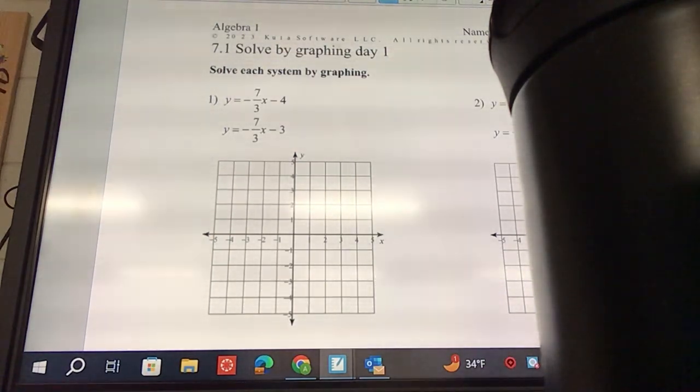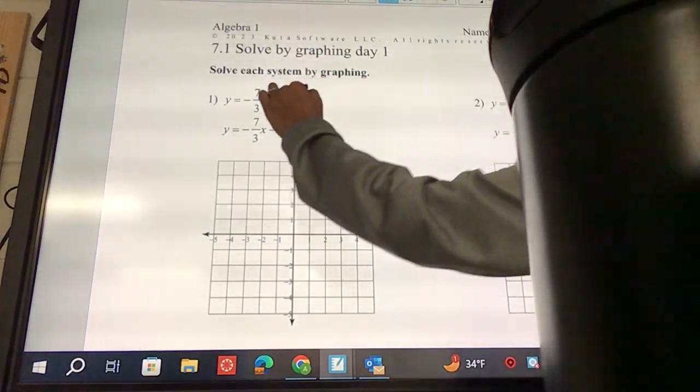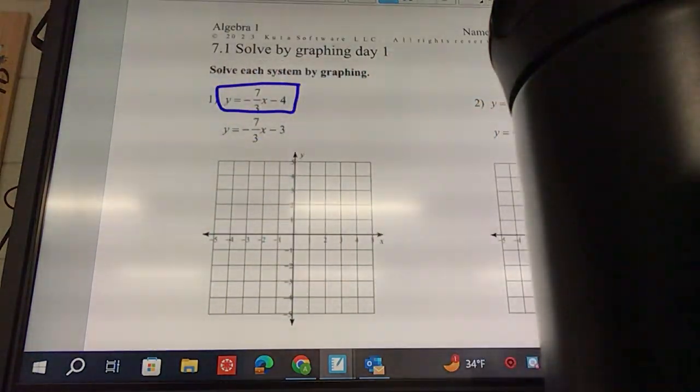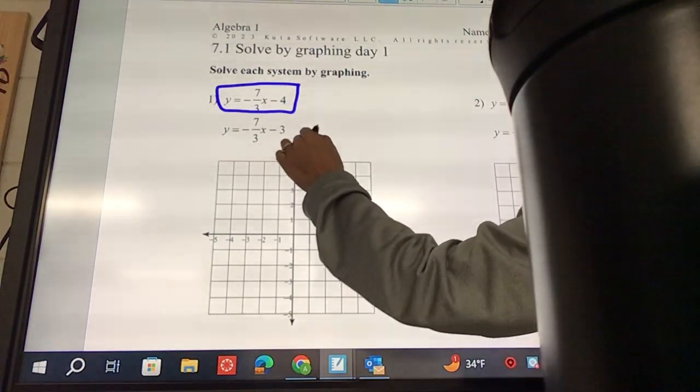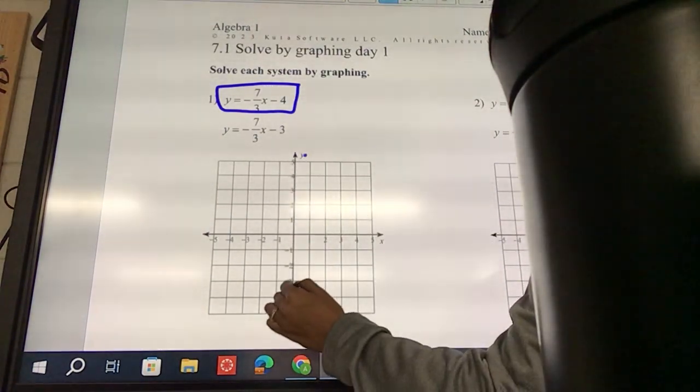We're going to graph line 1 first, which is this one. Where does it start? At -4. So we're going to go to the y line and go all the way down until you find -4 and put your dot.